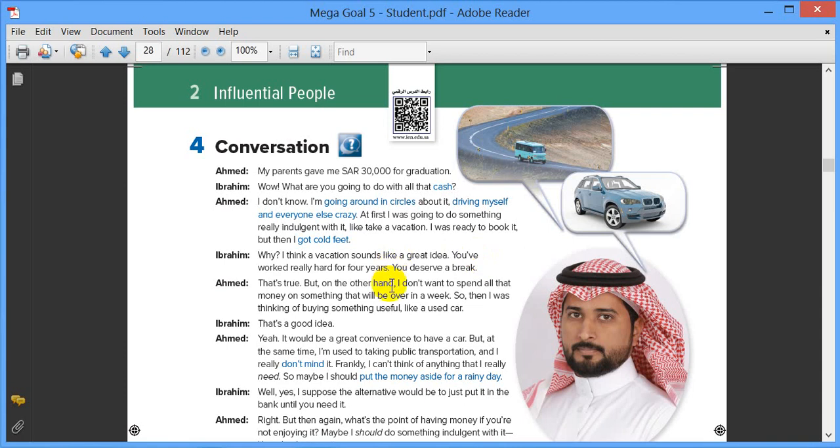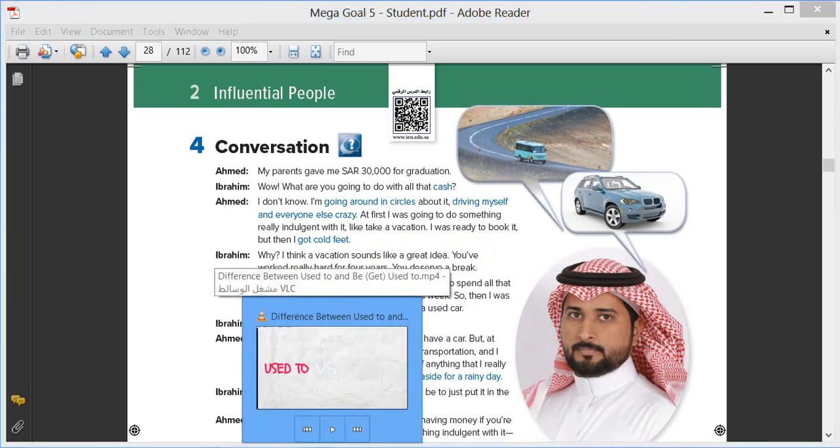Before that, we should revise used to and be used to, so to learn the difference between them. So let's start with the video, and then after that, guys, we move to these expressions and the exercises about it. So let's start.